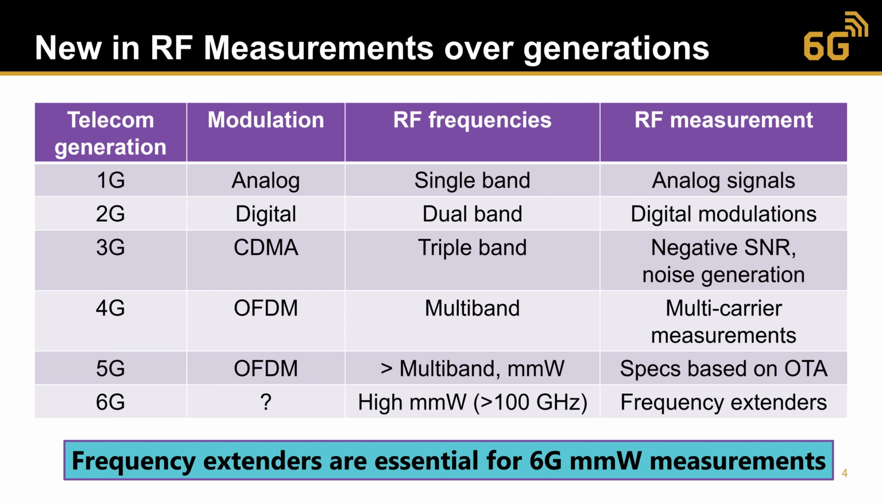The 3G systems were based on code division multiple access, or CDMA. The RF measurements changed radically at that time, since communication signals were at a very low level and buried under terminal noise, and measurements needed to be performed under a negative signal-to-noise ratio.